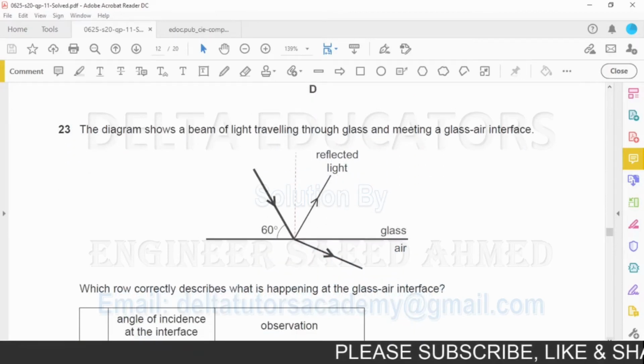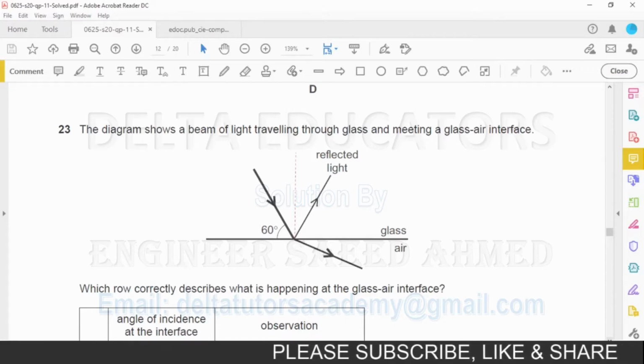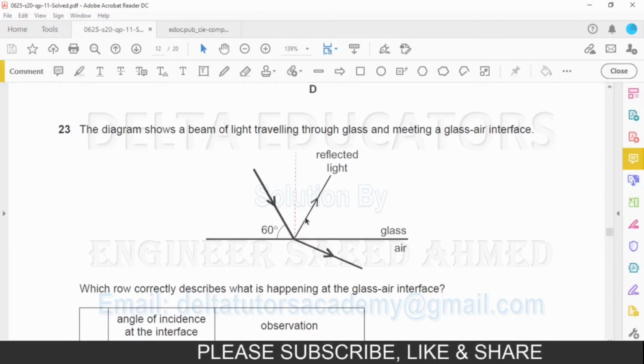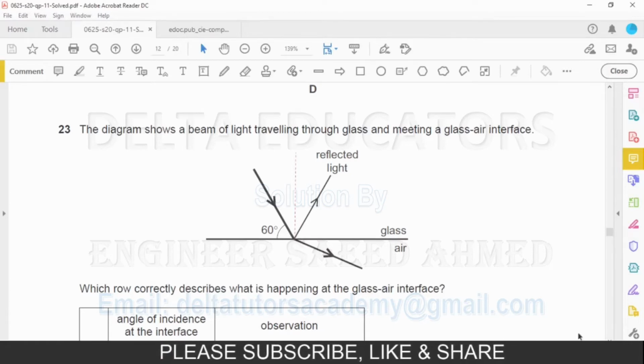Question number 23. The diagram shows a beam of light traveling through glass and meeting a glass-air interface. Which row correctly describes what is happening at the glass-air interface? Here, a ray is striking the surface of the glass. After striking, some portion is reflected back in the same medium and some portion is refracted in air. Now first we check the option.